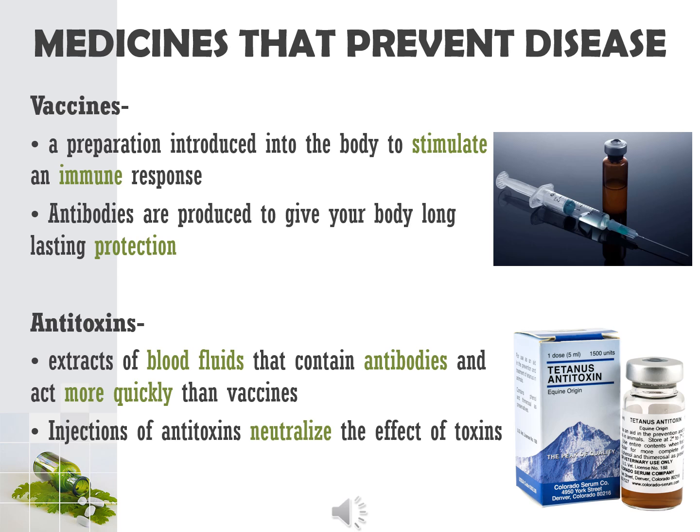Some medicines are designed to prevent diseases before they occur. Vaccines introduce a harmless agent to stimulate the immune system, leading to the production of antibodies for long-term protection. Antitoxins, on the other hand, work faster by neutralizing toxins already present in the body through injected antibodies.